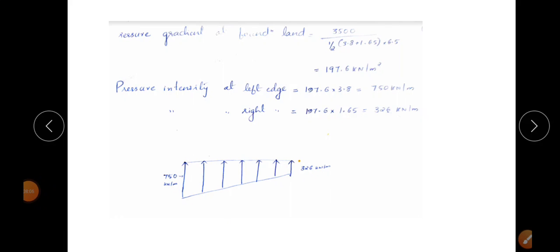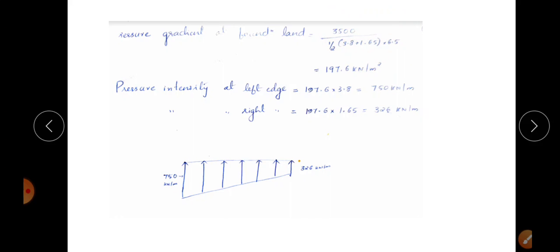The pressure gradient at the foundation level is total load Q by area, Q by A, that is 3500 divided by the area using the obtained dimensions, that is L by 2 into (B1 plus B2). The pressure at the foundation level is obtained as 197.6 kilonewton per meter square. And here the pressure gradient is not uniform. In our previous rectangular footing, the pressure is the same because it is a rectangular cross section, but here it is a trapezoid.